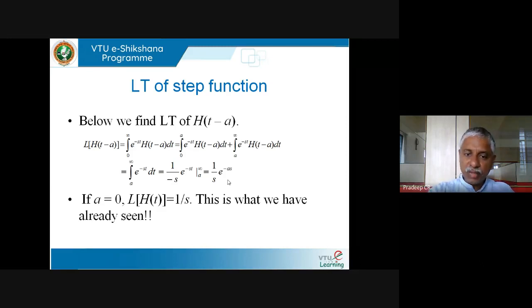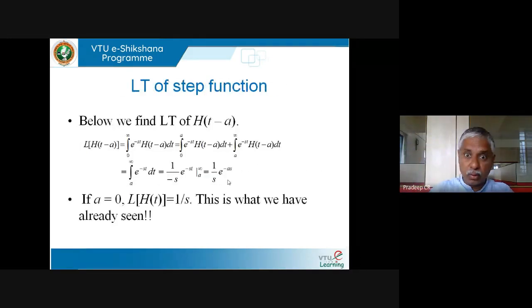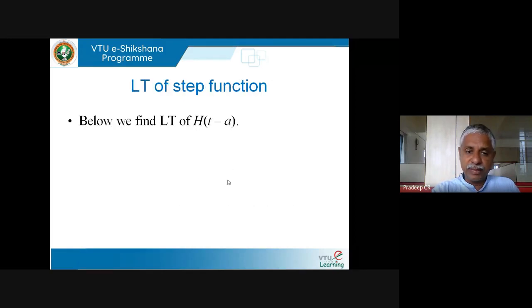Anyway, what do I do with this? Still it's not clear. Just the Laplace transform of the Heaviside function, what do I do? But along with one more formula, this becomes very important. What is that one more formula? I have to relate this to what I told you here. You see, this is the important thing for me.